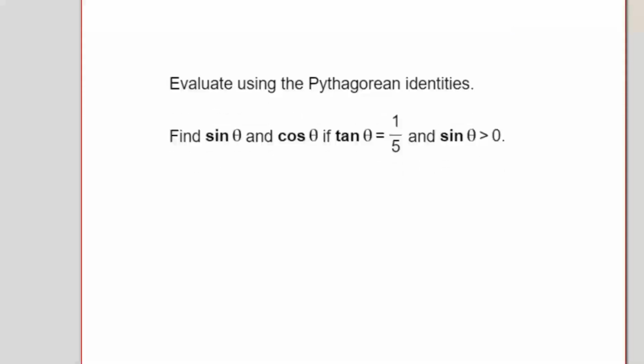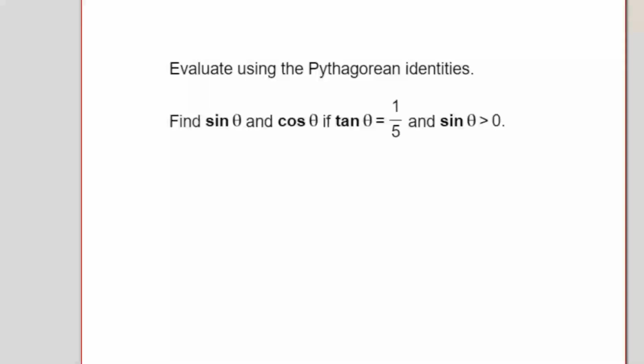Our first question asks us to find sine and cosine if tangent is equal to 1 over 5 and sine is positive. And we're supposed to be using Pythagorean identities. So firstly, let's evaluate what we have. We have tangent of theta is equal to 1 over 5, and we want to find sine and cosine.